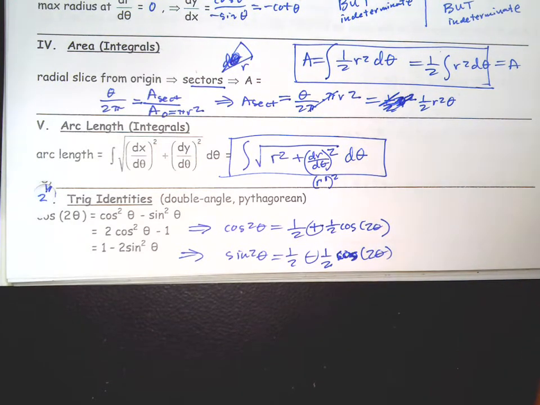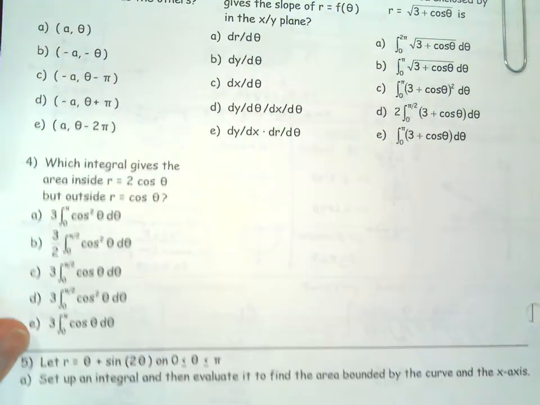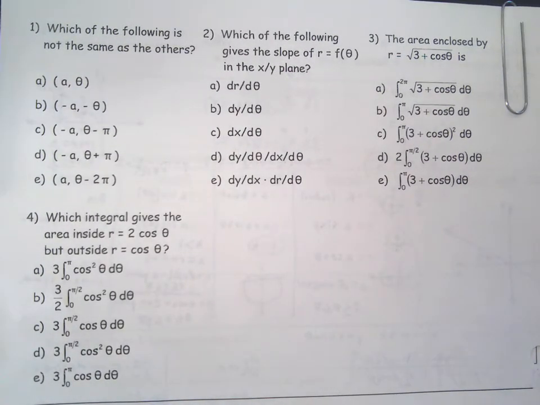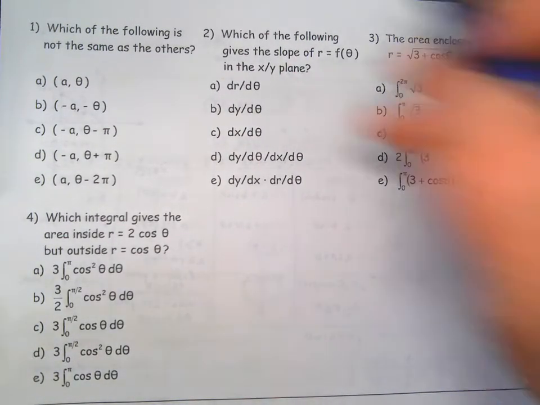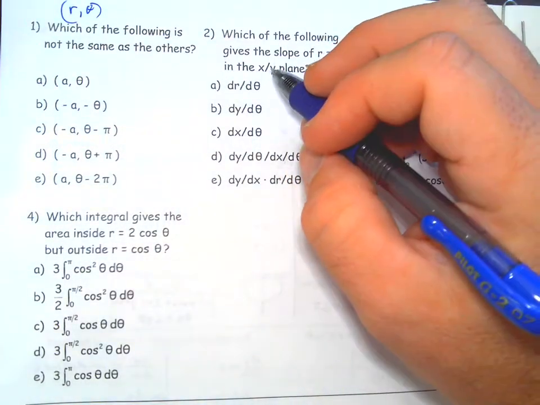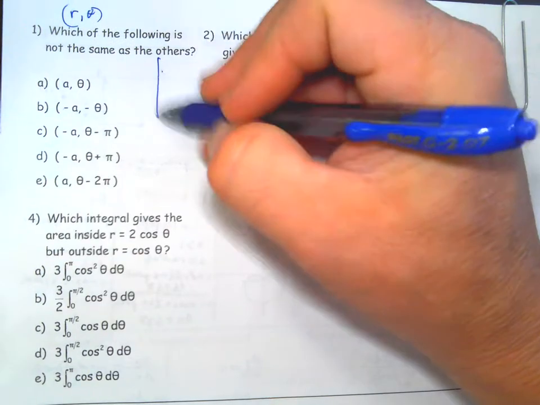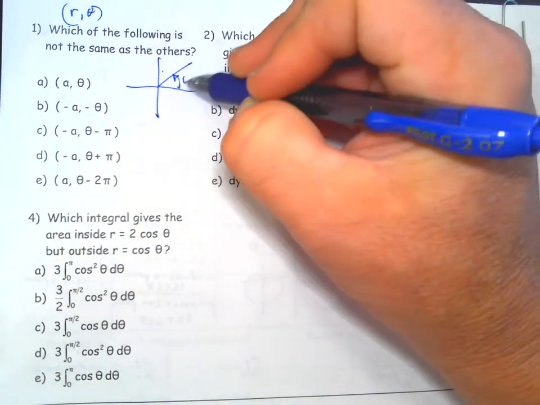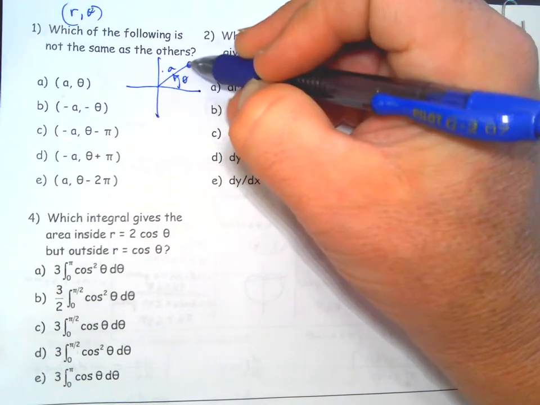So in the back, we got some examples, maybe a little practice, multiple choice problems. It says, number 1, which of the following is not the same as the others? So as far as polar coordinates, which one is not the same? You could draw a generic picture. You could say, okay, well, this is theta and this is a radius.